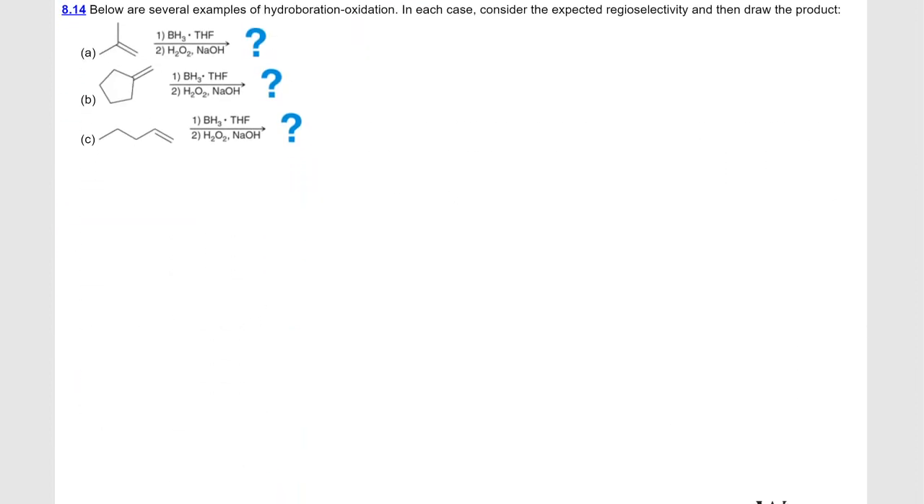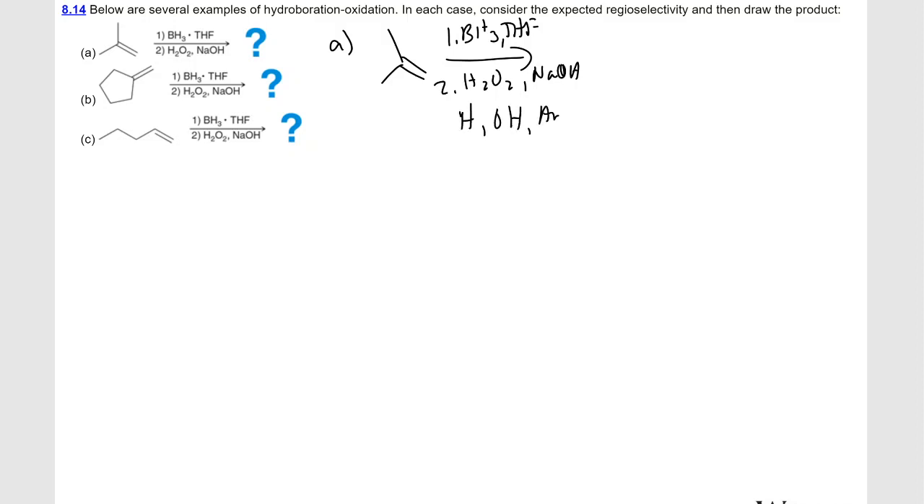So for each one of these, we want to predict the product. So for A, we've got this. So what are we adding and where are we adding it? We're adding H and OH in anti-Markovnikov fashion. Okay, we also have syn addition, but for all of these problems, we don't have to worry about that because we're not forming a chiral center here. So this would be our product. So we added H to this side and OH to this side, right? So this is our product.